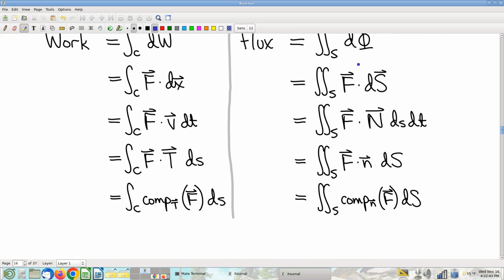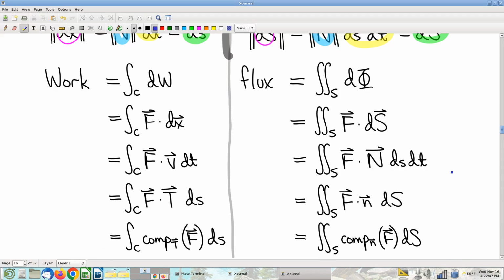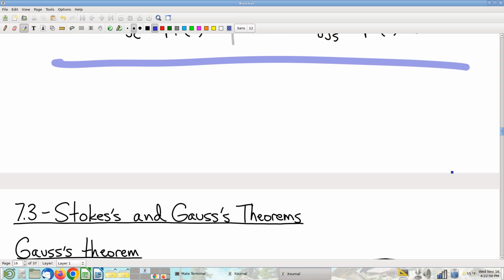Just for the record, we are done now with the rest of this is just more examples of analogy. So we're done with section 7.2. We'll pick up with 7.3 on Friday.